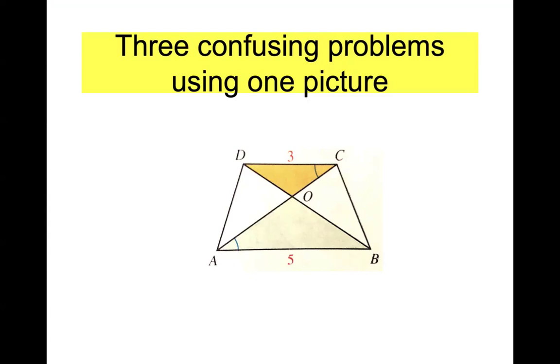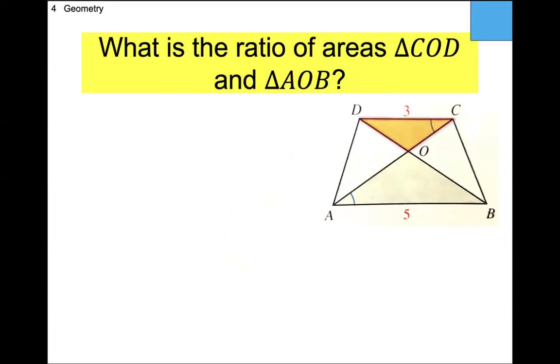And it's going to ask you to do a couple ratios. So the first thing I'm going to ask you is, what is the ratio of the areas of triangles COD and AOB? So I would identify those 2 triangles first. So triangle COD is that triangle. Triangle AOB is this one.